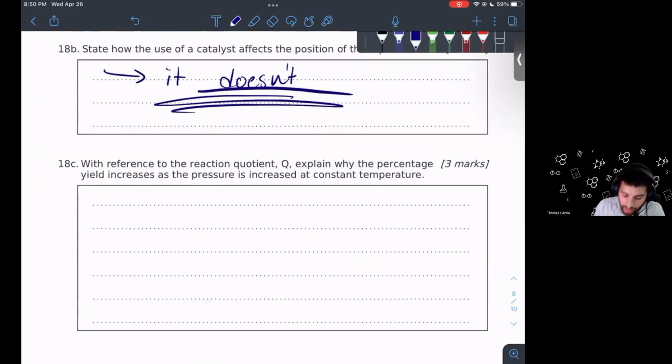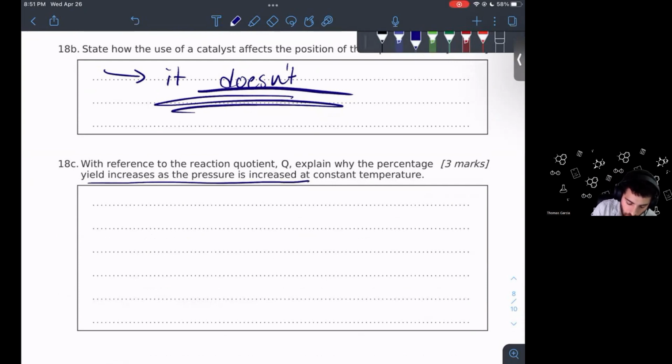All right. 18C, with reference to the reaction quotient Q, explain why the percentage yield increases as pressure is increased at a constant temperature. So we are basically looking at the reaction quotient because we're saying as we increase pressure, we are constantly shifting equilibrium. So we can't be looking at the equilibrium because this is in dynamic equilibrium. It is in movement, it's changing. So we really just have to focus on yield increases as pressure is increased.